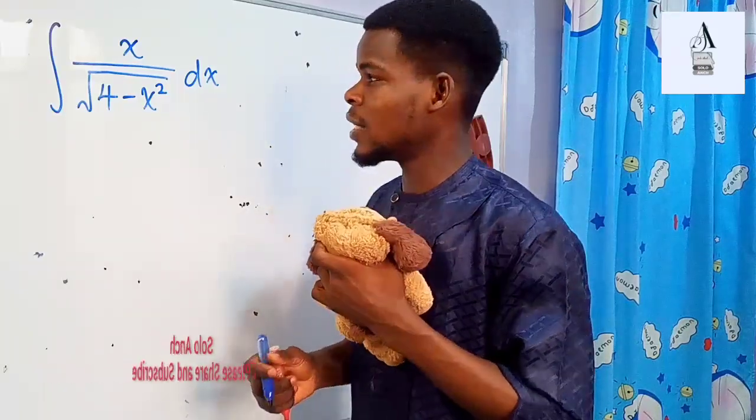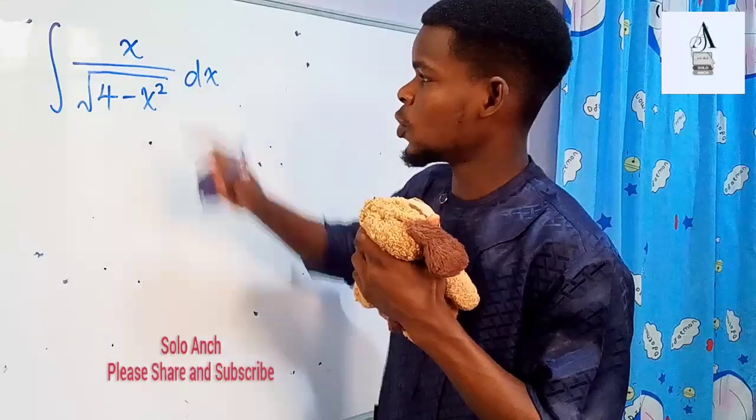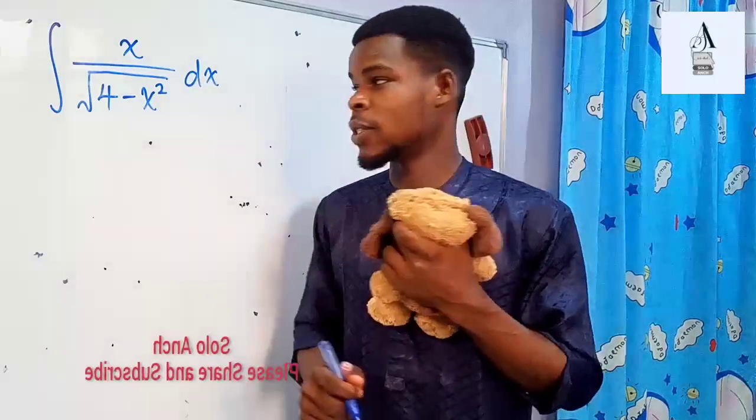Now in this video, we want to find the antiderivative of this function. We have the function to be x over the square root of 4 minus x.